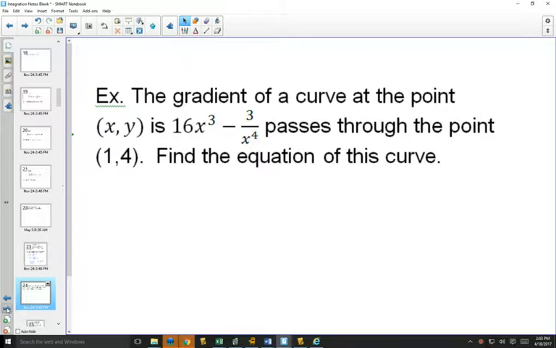So each of these questions are going to be asking basically the same thing, but let's look at the wording because I've chosen wording on each of these so that it's saying the same thing but a little bit different. So the gradient of a curve at the point (x, y) is 16x cubed minus 3 over x to the 4. So what this is saying is the slope of a curve, in other words, the tangent at any random point (x, y) is this. So this is just a fancy way of saying that's the derivative. The derivative is 16x cubed minus 3 over x to the 4. And it tells us that the original function passes through (1, 4). So find that equation. I'm going to let you try this one.